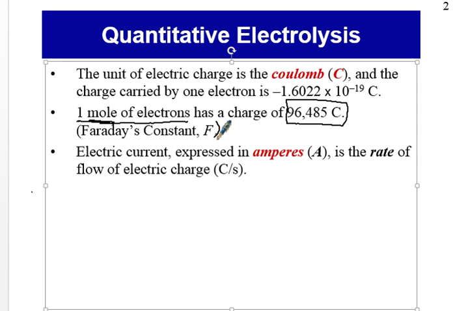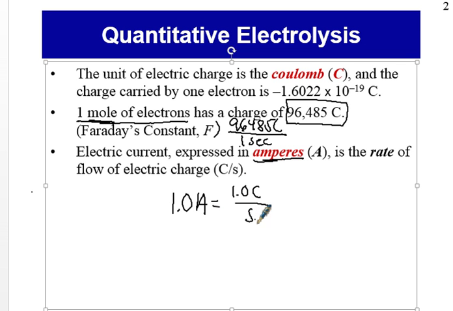Faraday's constant is actually a conversion factor, 96,485 coulombs per 1 mole of electrons. This is on your formula sheet, so you do not have to remember that number. The other conversion factor we need to deal with is something called current, electric current. It is expressed in amps. You may have heard this term before. Amperes or amps is the rate of flow of electric charge. You'll notice the units of amperage are coulombs per second. So 1 amp is 1 coulomb per second. We can use these two conversion factors to do some math with electroplating.